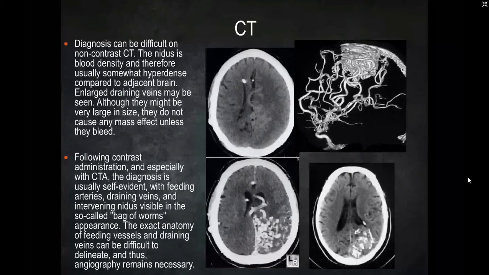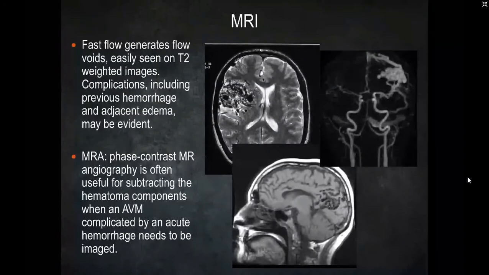the feeding arteries and the draining veins. It looks like a bag of worms appearance. This is the so-called bag of worms, the nidus. The exact anatomy of the feeding vessels and the draining veins is sometimes very difficult to delineate, and sometimes it necessitates a conventional angiography, because with angiography we can also embolize these vessels.